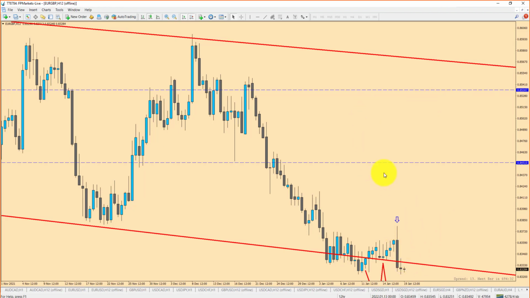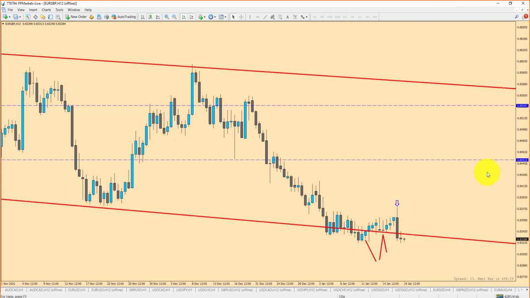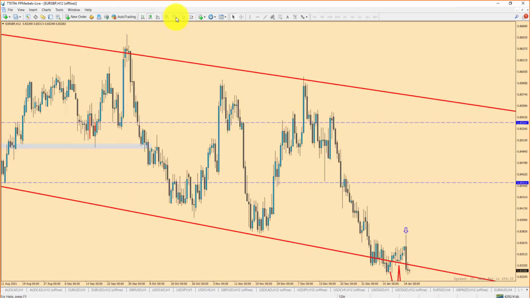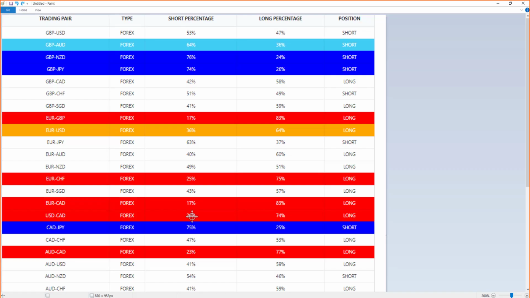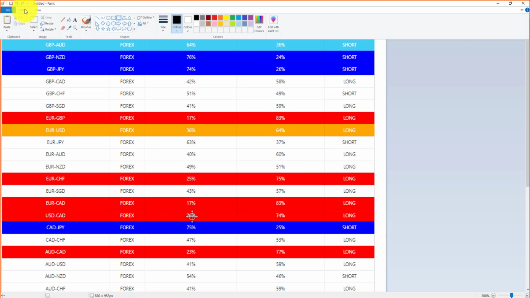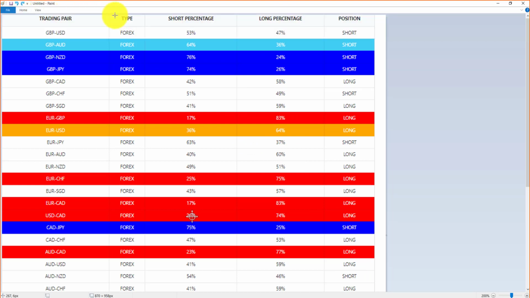So this big shadow right here, this is interesting because this kind of setup is like a breakout. So let me talk about what I've been looking at on the euro. First of all, the euro pound has been bearish. So see these numbers right here. It says 83% long. So I want to be in the 17% that are short the euro pound.